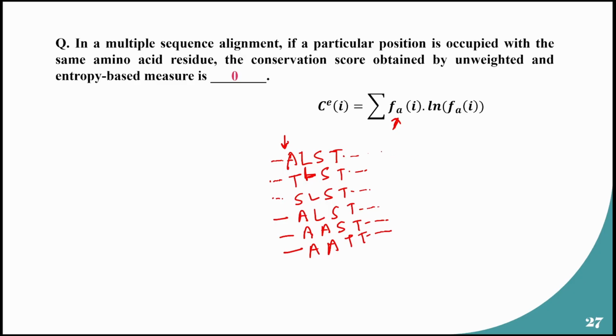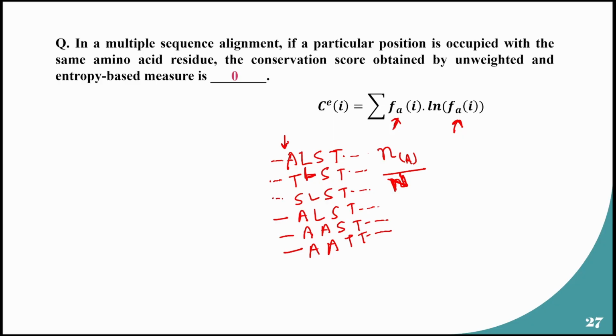So basically, you take the number of alanines you see at that particular position, divided by the total number of sequences, let's say capital N. In this case both will be the same, so it will be 1. That means the ln of the frequency of alanine will also be 1. So if a particular position is occupied by the same amino acid, the ultimate conservation score you will get would be 0. Okay.